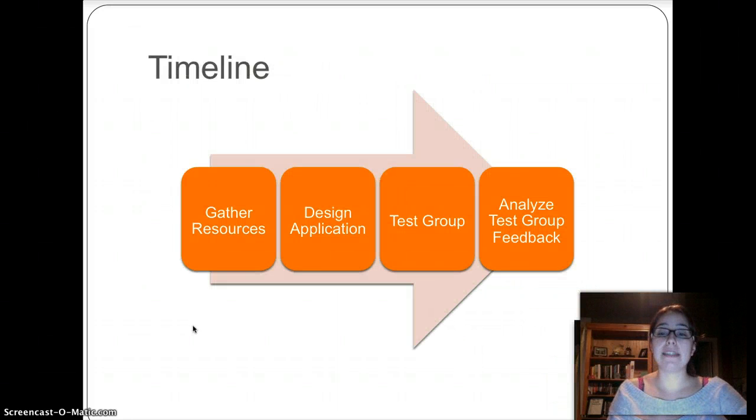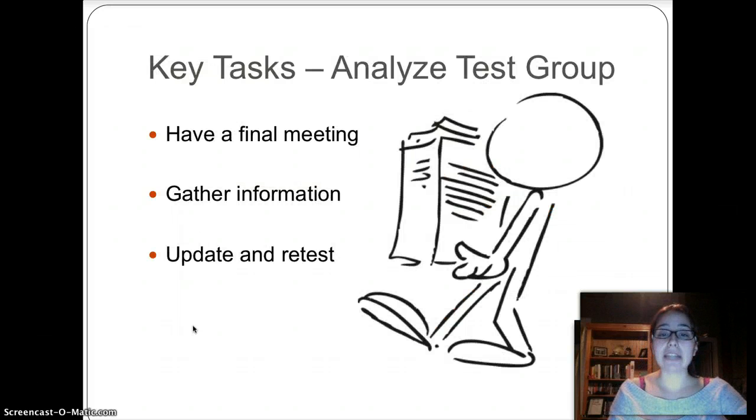The final phase is to analyze the test group feedback. This will happen at the beginning of May, and this will go to mid-August. The key tasks for this phase is I will have a final meeting where I will gather information from the coaches and players and get any information about what needs to be changed, what they liked, and what they really didn't like about this application. Then I will go back, update it, and get ready for the next test group to take hold in the summer.